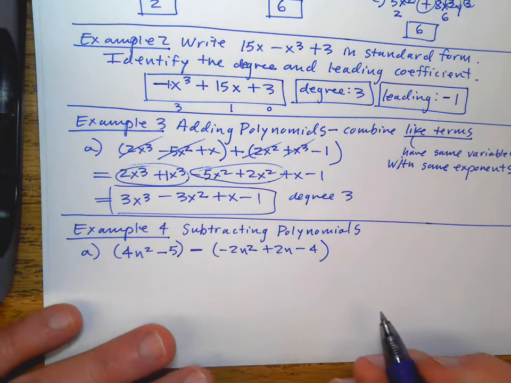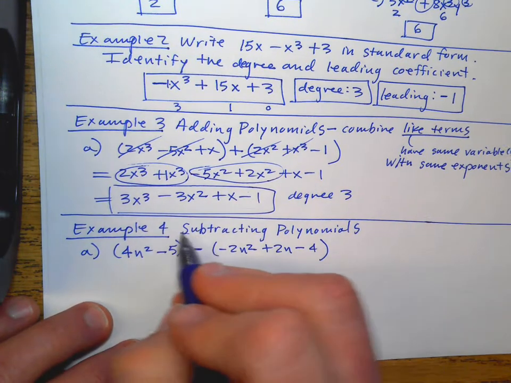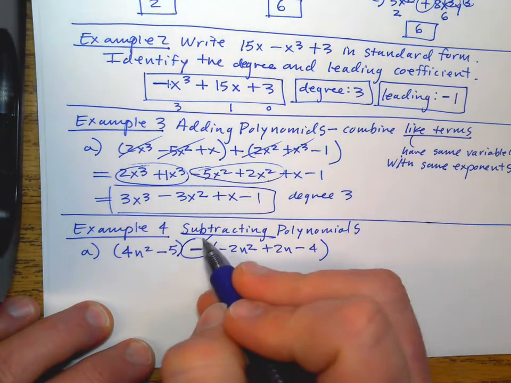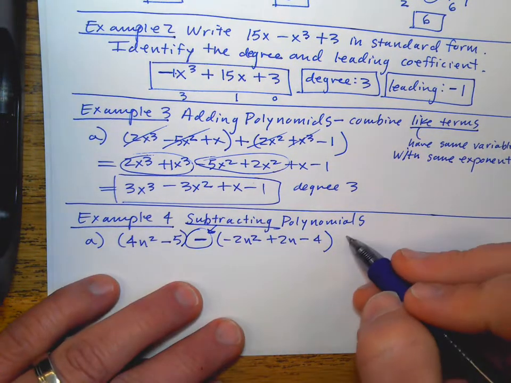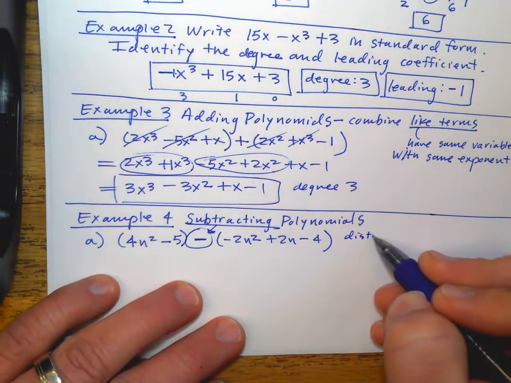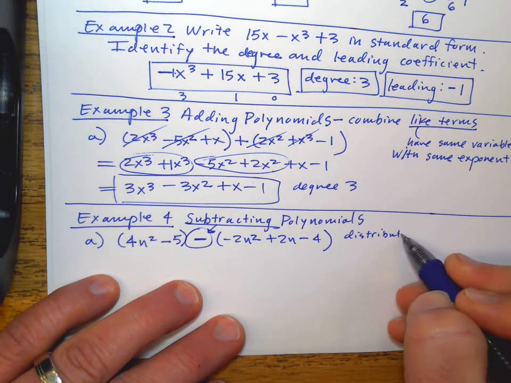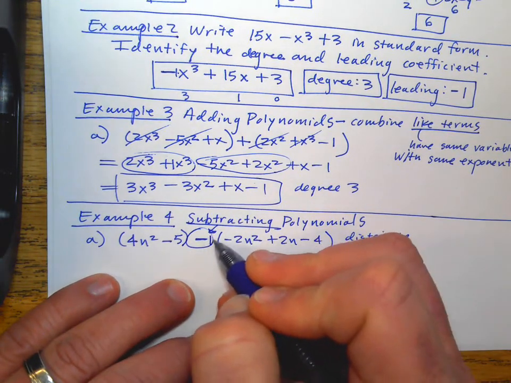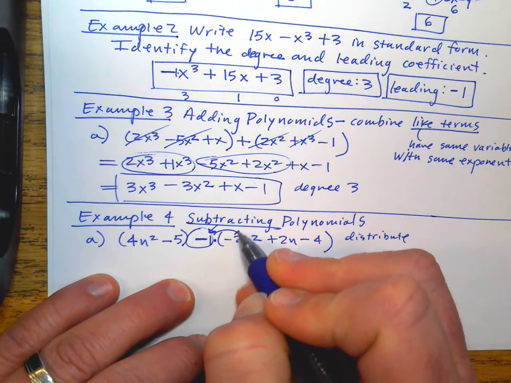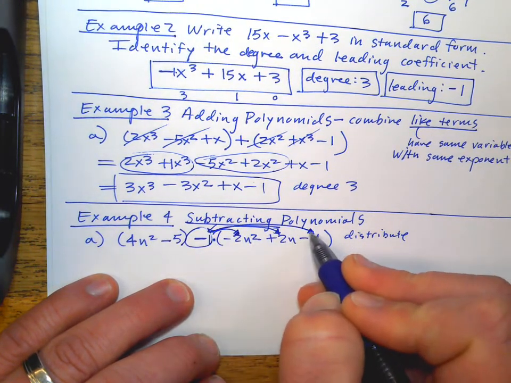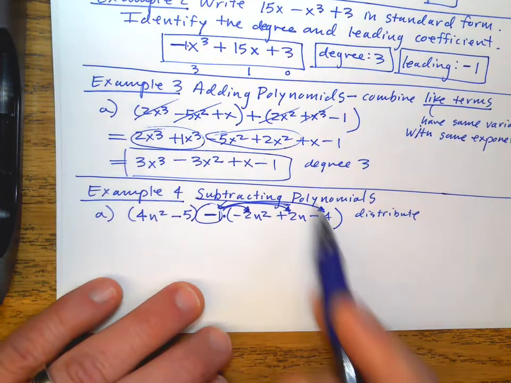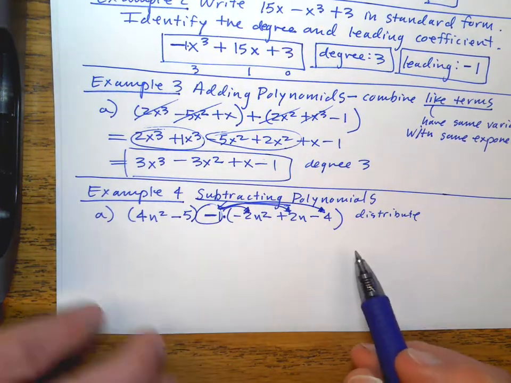And the way you're going to know that you're subtracting is there's going to be a big subtraction in between them. Okay? Now what we need to do is we need to distribute that subtraction. And really that subtraction is like a negative 1, right? So we're distributing a negative 1 into each of these terms. Okay, when it was addition, we didn't have to do anything special to get rid of the parentheses.